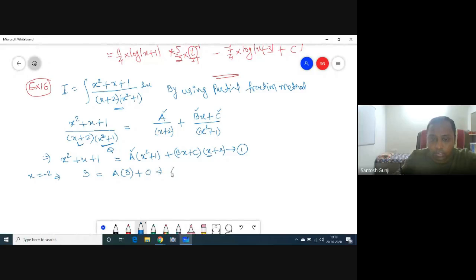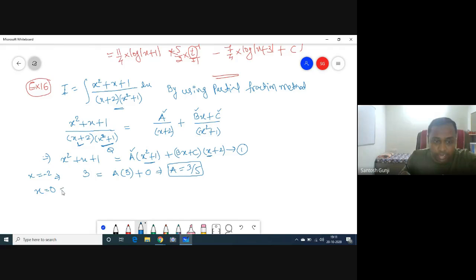So from here I would say a is 3 by 5. So I was able to get the value of a. Now to get the values of b and c, because there are three variables to solve, I cannot make the factor 0 here, since it's a perfect square, and a factor cannot be 0. So I will go with a random substitution of x. It may be any value of x.